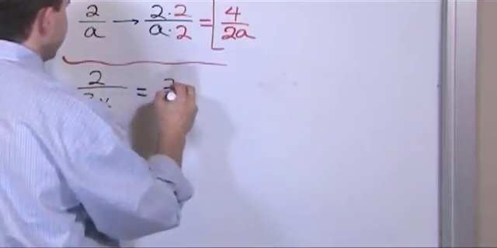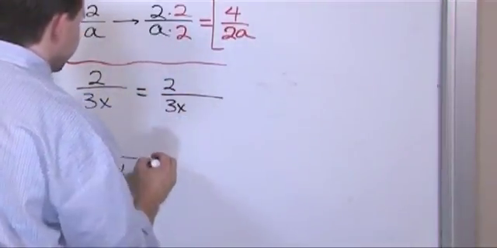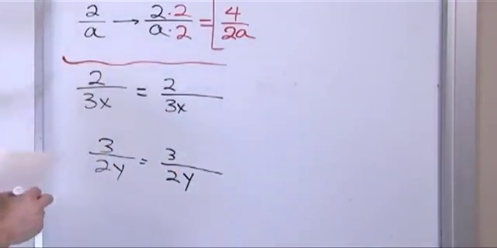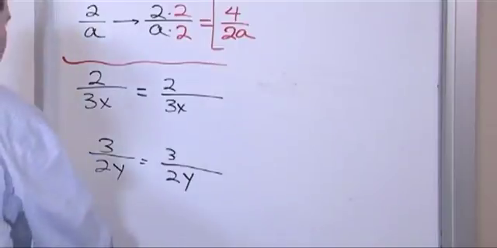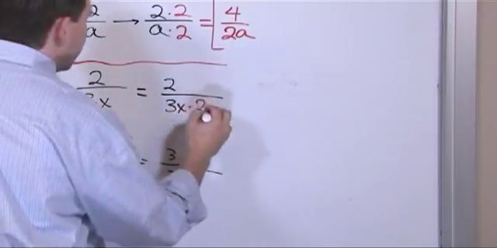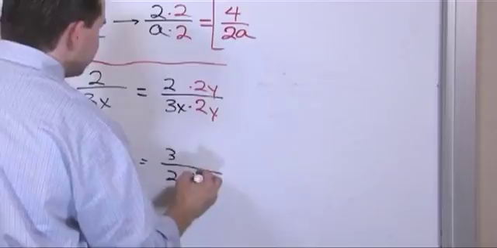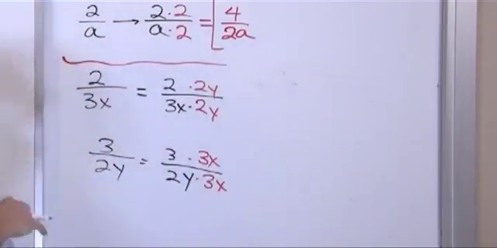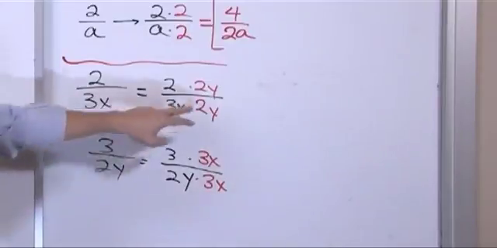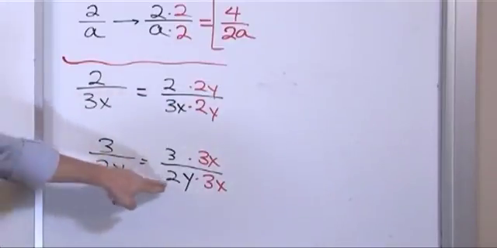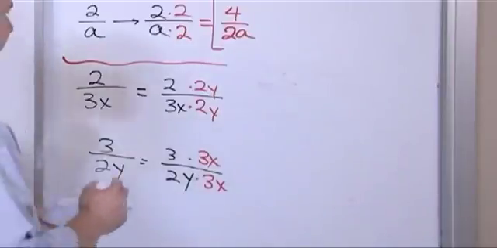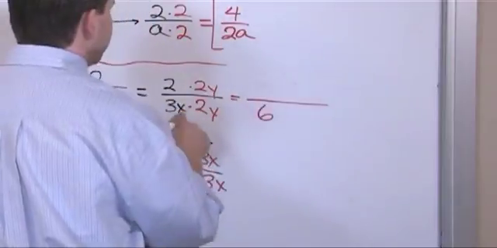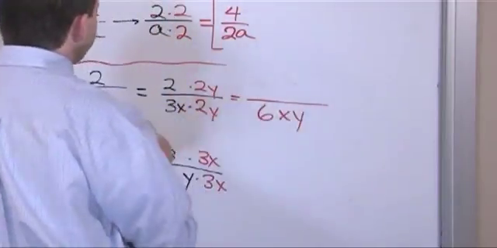So if we take 2 over 3x and we'll take 3 over 2y, what can I use as a common denominator? Well, if I multiply this one by 2y on the top and the bottom, and multiply this one by 3x on the top and the bottom, I'm basically just taking this denominator and multiplying by this one, and I'm taking this denominator and multiplying by the other one. Then on the bottom, I'm going to have 3 times 2 is 6, x times y is xy, that's all you can do with that.